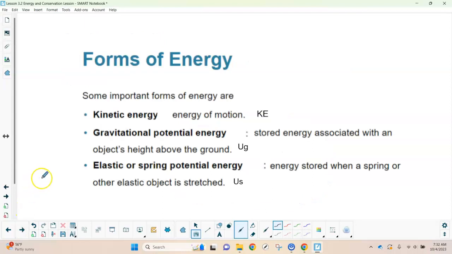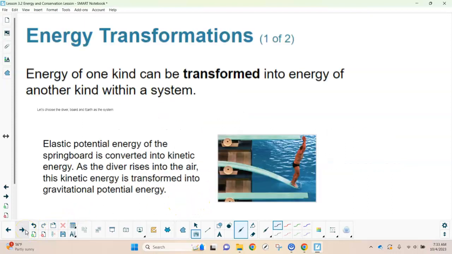Just to establish what these mechanical energies are to start, we have kinetic energy, which you might be familiar with. The word kinetic means motion, so it's energy of motion, and that's KE. Gravitational potential energy, which is Ug, is the stored energy associated with an object's height above the ground. Elastic potential energy, or spring potential energy, that's Us. Again, it's potential energy stored in a spring or an elastic object when it's stretched or compressed. We'll talk about them more later.